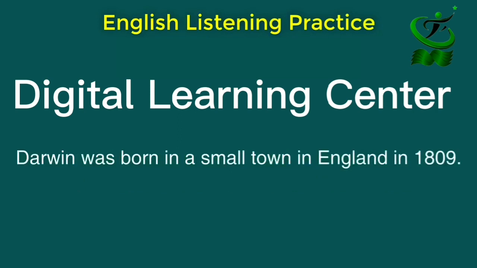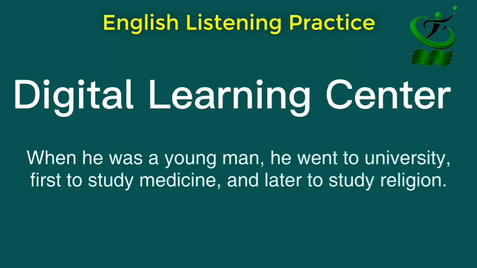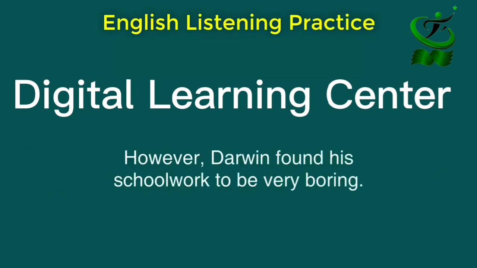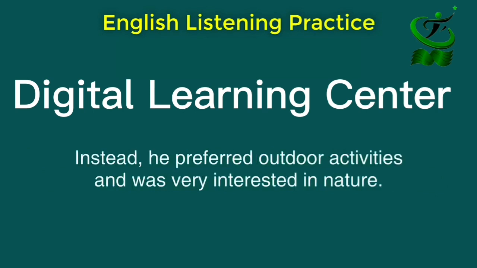Darwin was born in a small town in England in 1809. When he was a young man, he went to university, first to study medicine, and later to study religion. However, Darwin found his schoolwork to be very boring. Instead, he preferred outdoor activities and was very interested in nature.